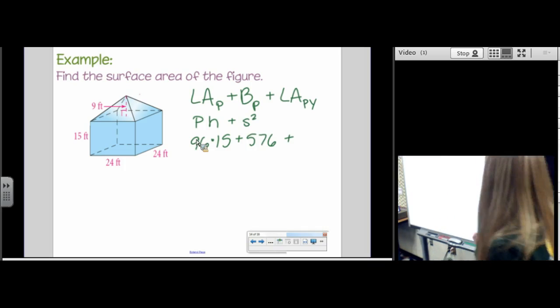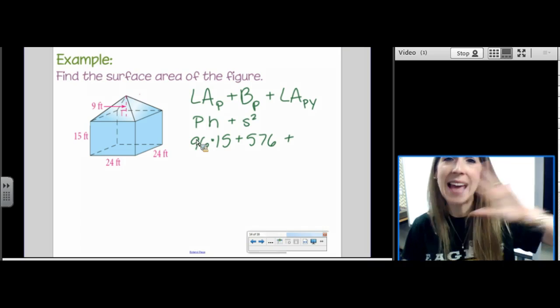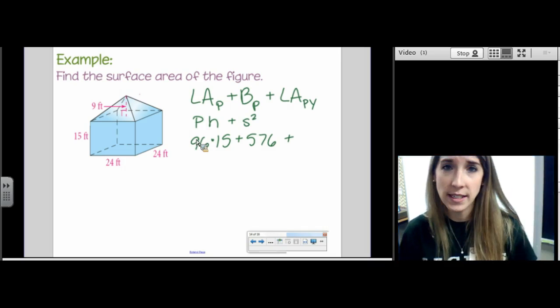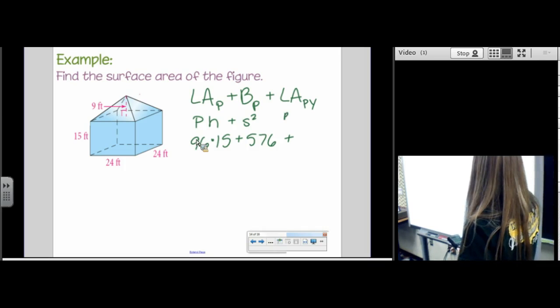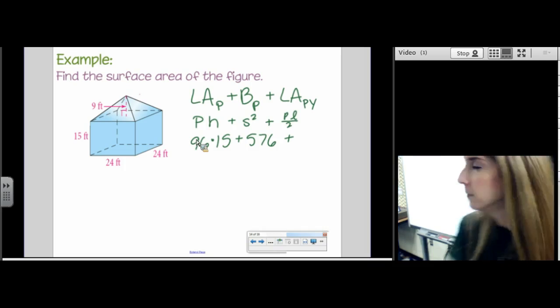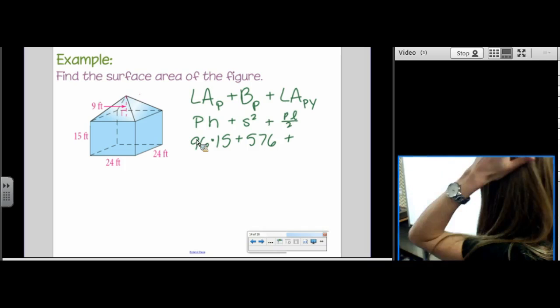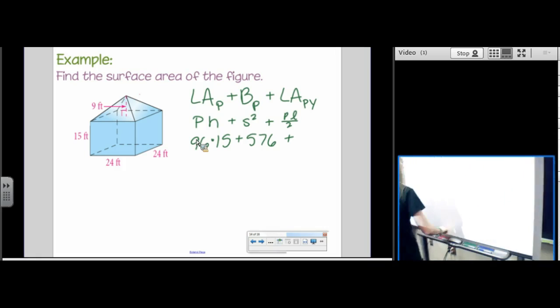576. And then the lateral surface area of a pyramid. Remember, you don't need to memorize any of these formulas. You always get a formula chart. P L divided by 2. The problem is that we don't have the slant height. The slant height is not 9. So let's find the slant height really quick.